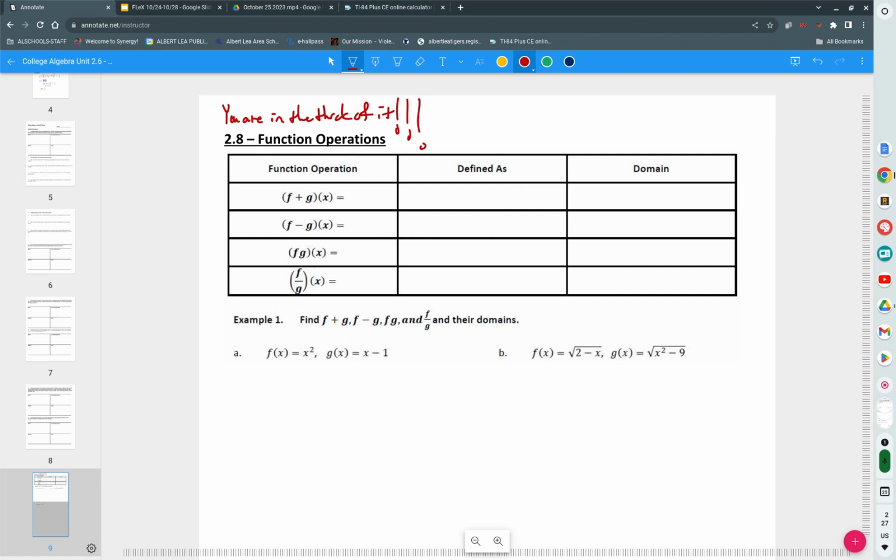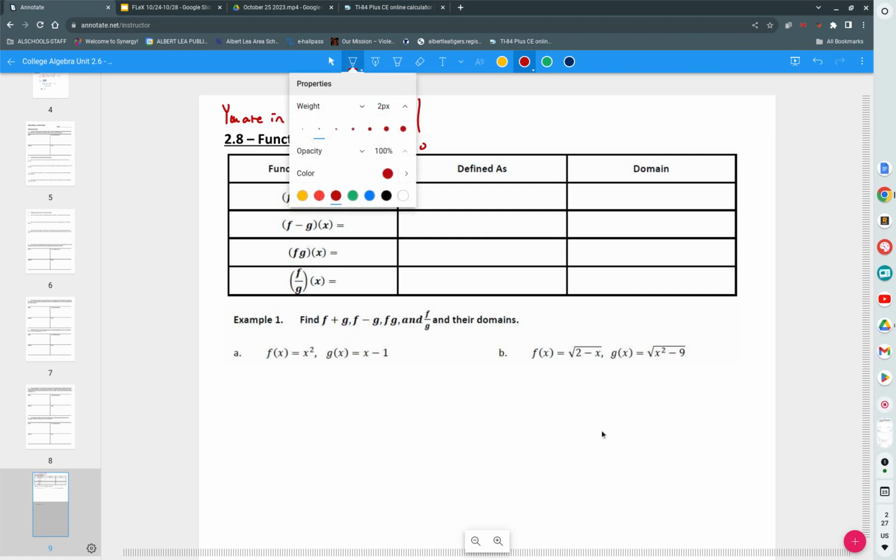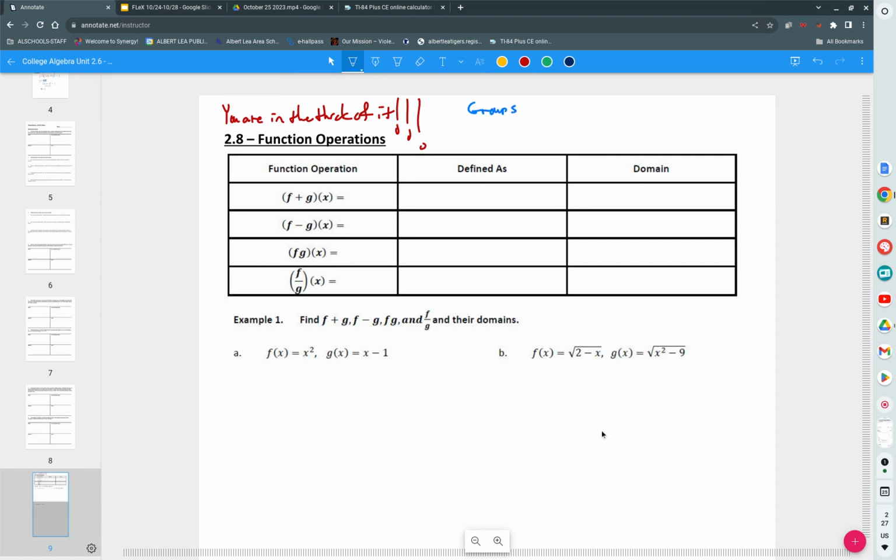Algebra is made up of two ideas. The two ideas that make up algebra are what we call groups and operations. Okay, groups and operations. I'm going to give you an example of an operation.